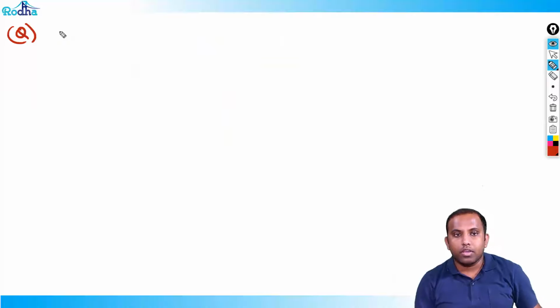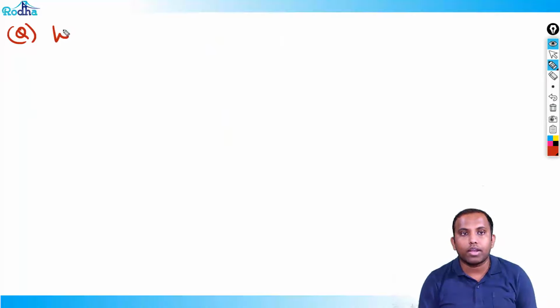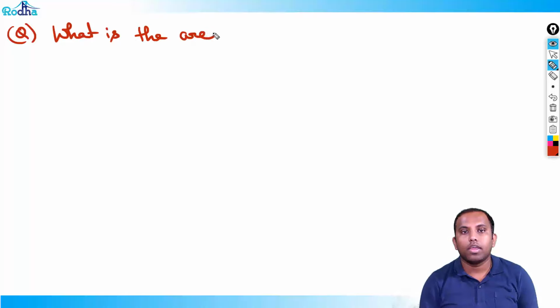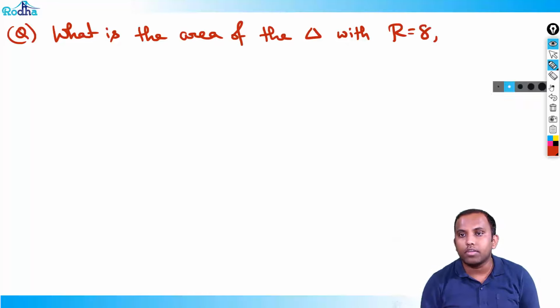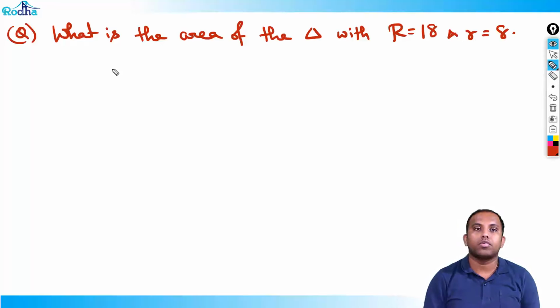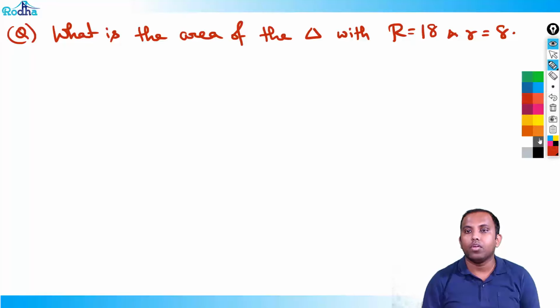The next question is: what is the area of the triangle with circumradius 18? Sorry, not circumradius 8. Circumradius 18 and inradius is equal to 8. Here's the question: what is the area of the triangle with circumradius 18 and inradius 8? Okay, let's solve it now.